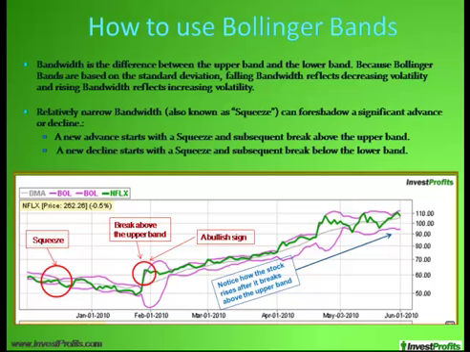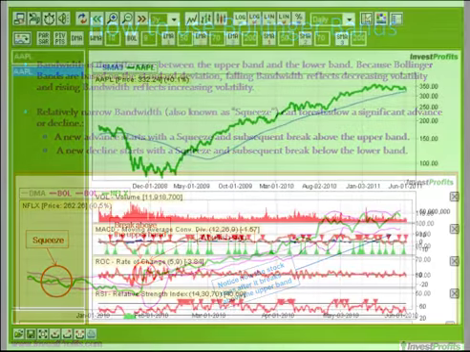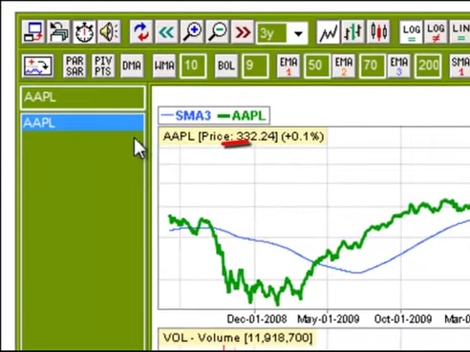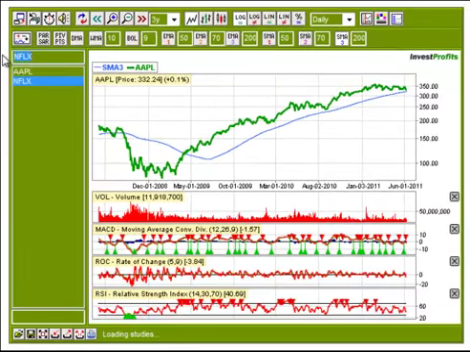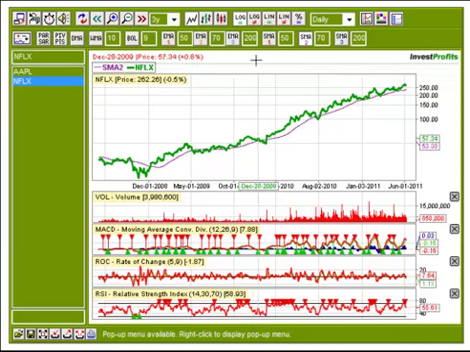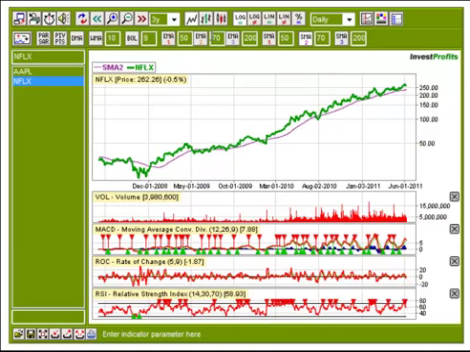Now, I will explain how to use Bollinger Bands on interactive charts. First, highlight the Apple symbol here, and type in the stock symbol. For this example I am using Netflix, then press enter. After the chart loads, I will turn on the Bollinger Band here.